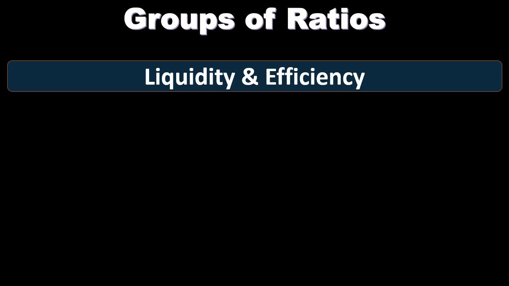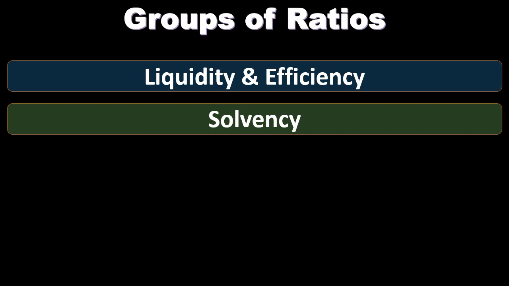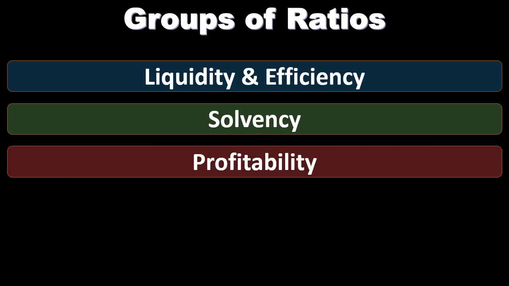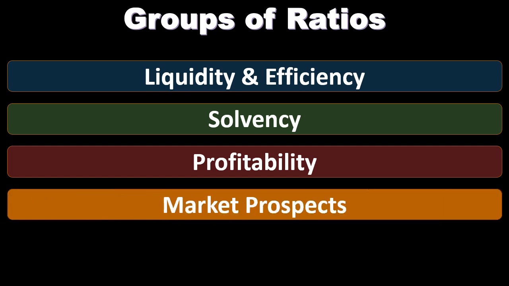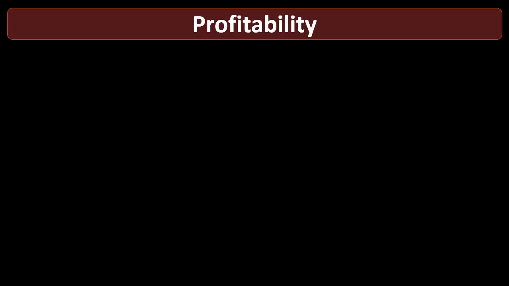We've taken a look in prior presentations at liquidity and efficiency ratios, solvency ratios. We're now looking at profitability ratios. When thinking about profitability, we're thinking about the company's ability to generate an adequate return on invested capital. In other words, we're thinking about a performance type of calculation. How are we doing given the resources, the capital that we have? The other category we'll take a look at in a future presentation is market prospects.